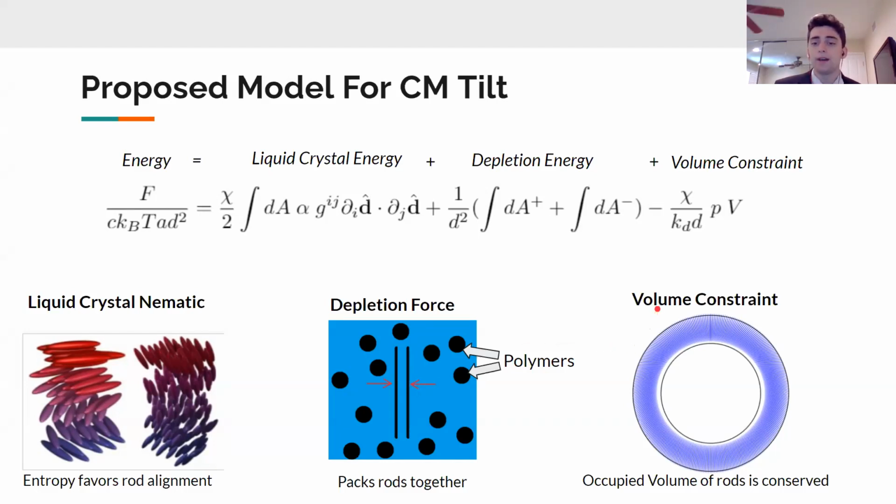And finally, we have a volume constraint. What this volume constraint does is it just tells us that the occupied volume of the rods is conserved. This is something that we observe in experiment, and so we want some consistency between our model and what we observe in experiment by incorporating in this volume constraint factor.